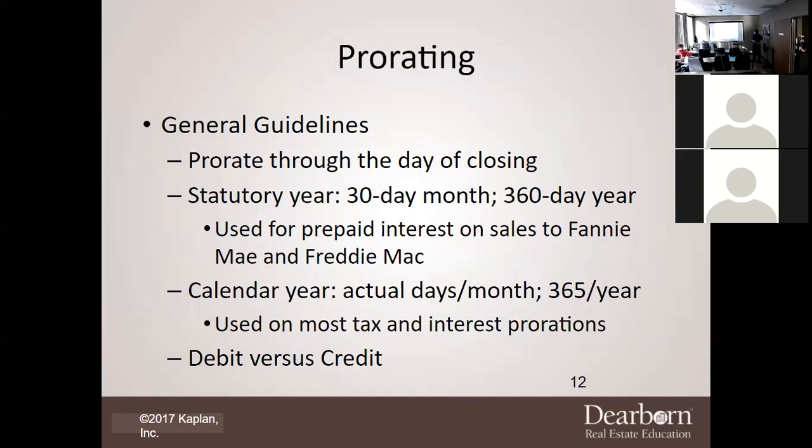Prorating, we've done this a couple of times through some of the previous lectures where we explained it and broke it down. Basically, the general guideline is that you're going to prorate through the day of closing. A lot of people get this screwed up. The seller is responsible until the day of closing. Who takes over the next day? The buyer.